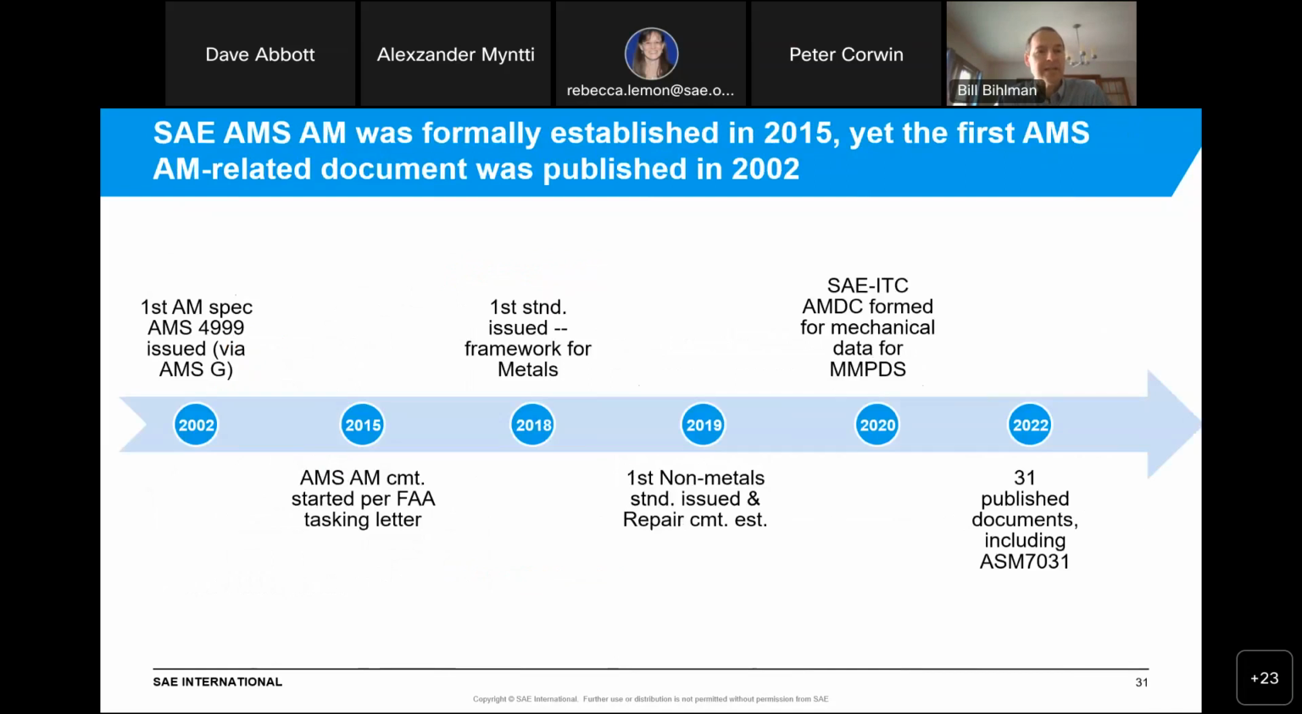So what's the timeline? The group was formally stood up in 2015 per a tasking letter from the FAA, but there was some initial work that predates that, that goes back to 2002. And it was a derivative of a titanium spec that talked about how to weld titanium and stack metal. It wasn't known as 3D printing at the time.